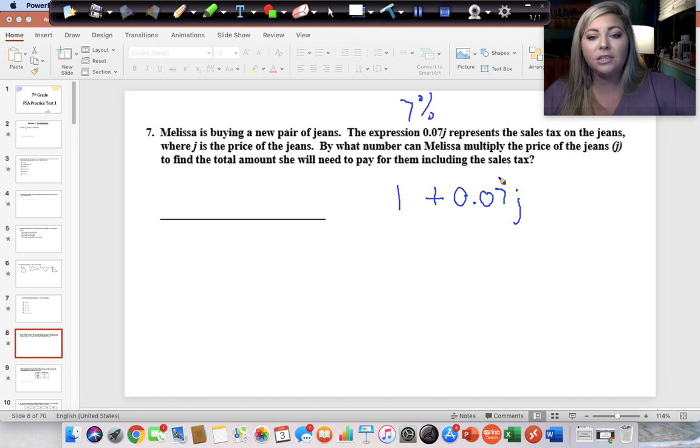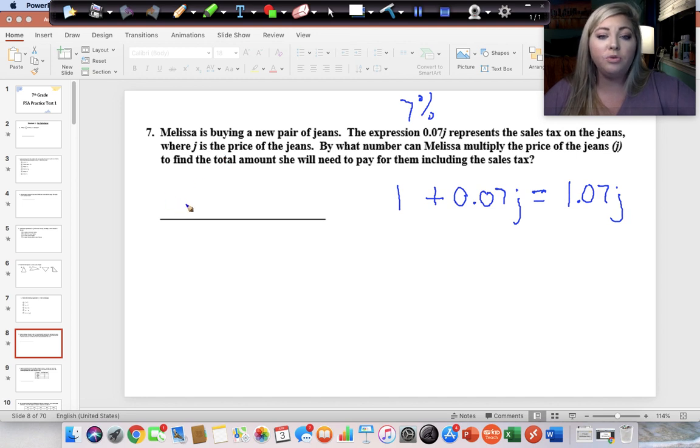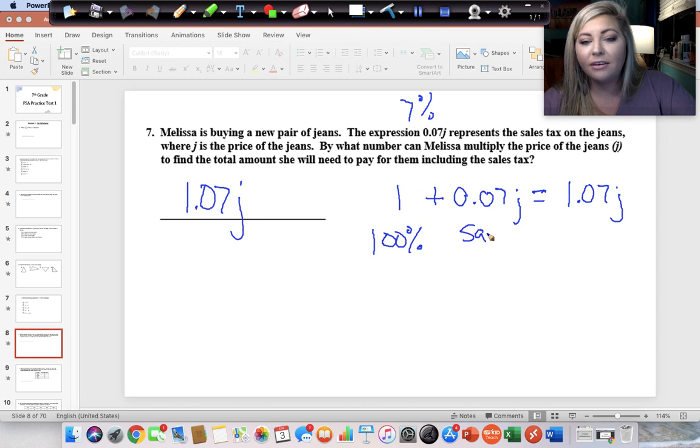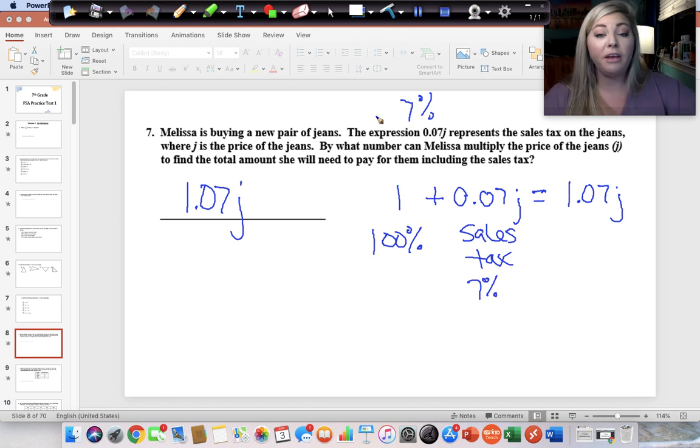as well. So this is the sales tax and this is the price of the jean because 1 is equal to 100%. Okay, and when we add those together, we get 1 7/100 J. So the total amount that you will need to pay for them will be 1 7/100 times J. Also, I guess I should write this under 100%. Okay, and then this is the sales tax, which is 7%. So technically you're paying for 107% of the jeans.